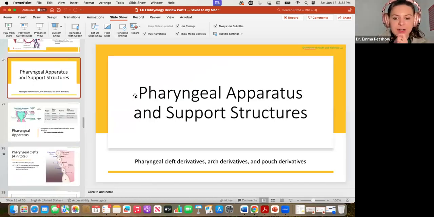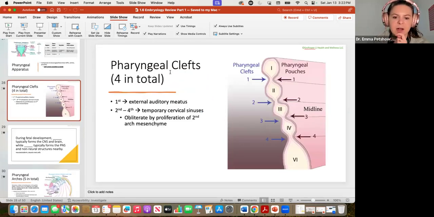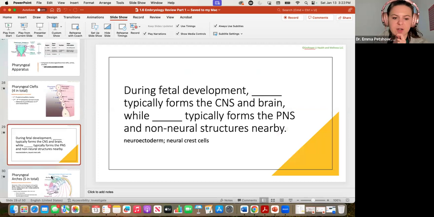If you're interested in learning about the clefts, the pouches, the pharyngeal apparatus, you'll see, from outside to inside, you have clefts, which are the most outside piece, then arches, and then pouches. And we can see where they come from: clefts from ectoderm, arches from mesoderm and neural crest, and pouches from endoderm, and what they'll develop into. So we can see our clefts, and you can see these specific structures.